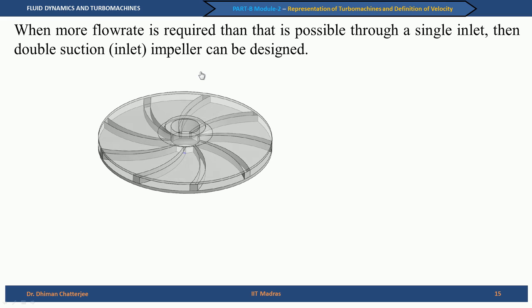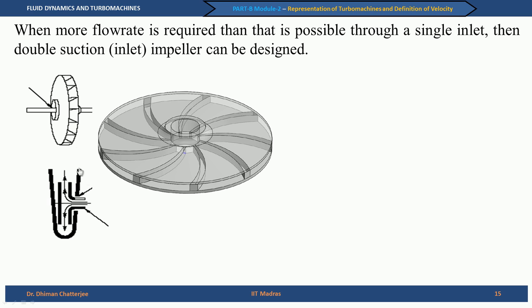So, this is the picture which we have shown you of an impeller, and the corresponding views are shown here. You see that the fluid enters from one side and then goes through the impeller and is collected by the remaining component of the pump, which we are not interested in at this stage. That is, there is only one entry of the fluid, a single suction impeller.